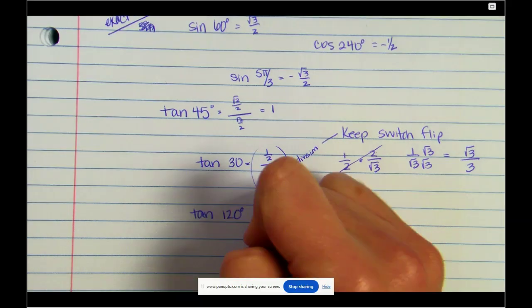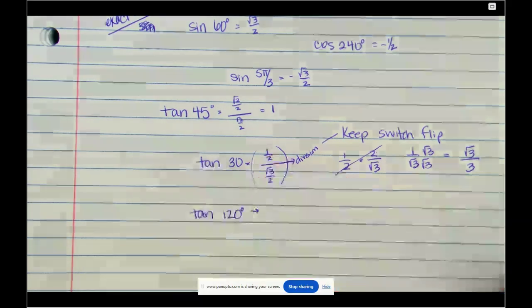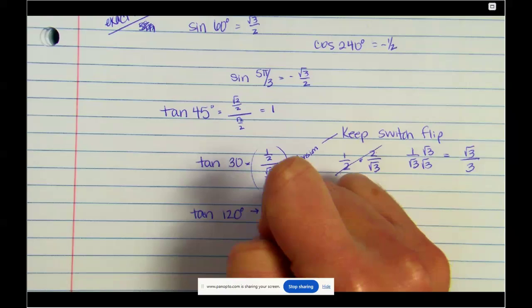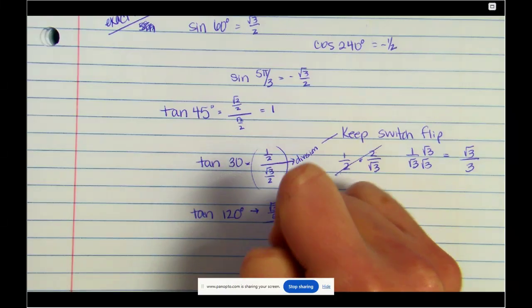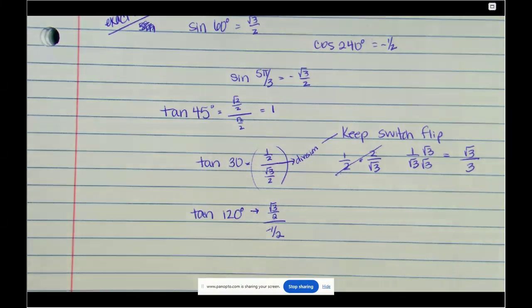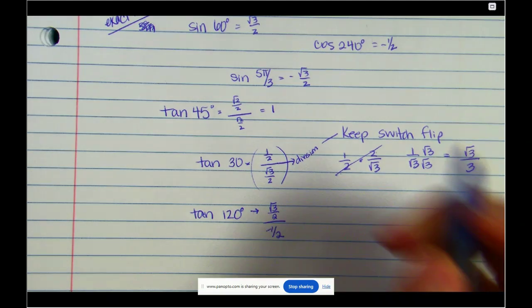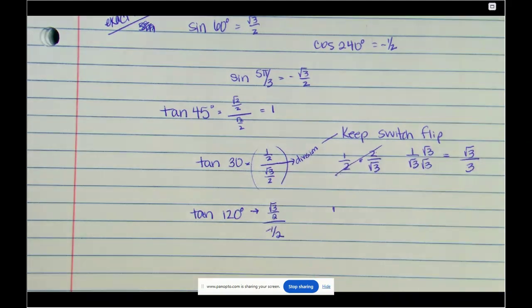Flip the top and the bottom of the second. Switch the sign from division to multiplication. Got it? Good. Okay, it's negative then.